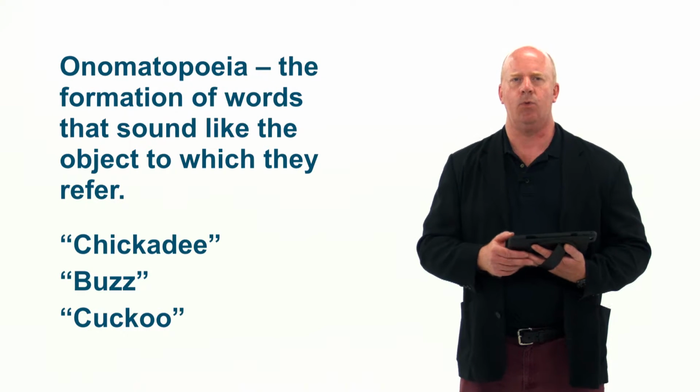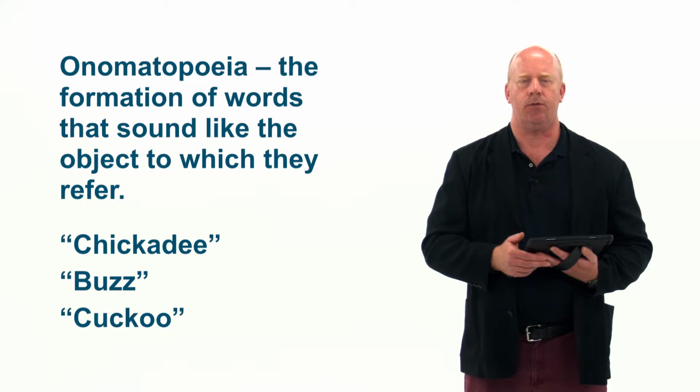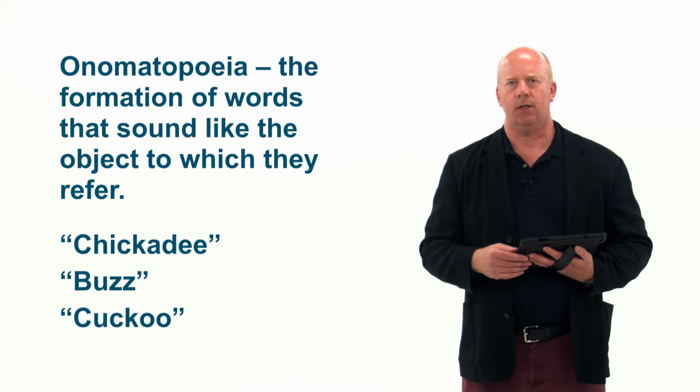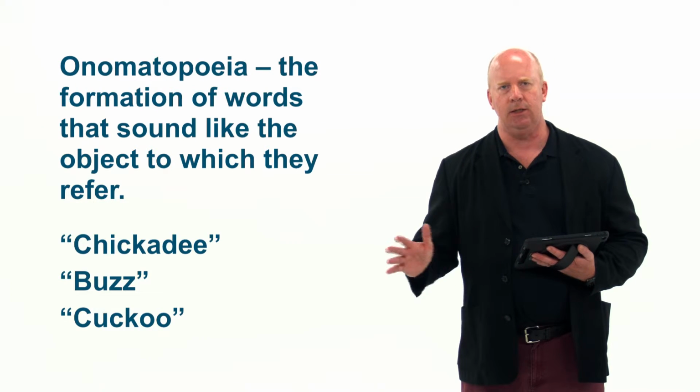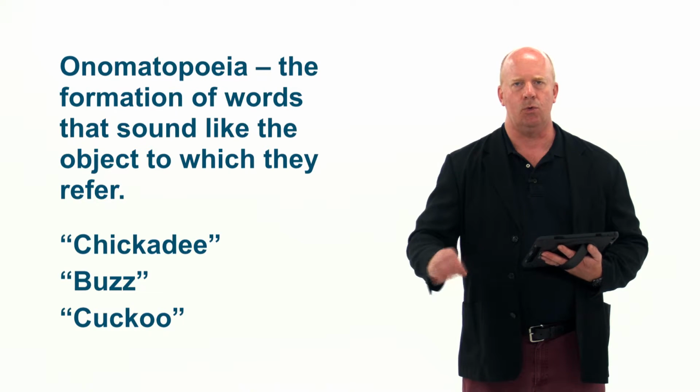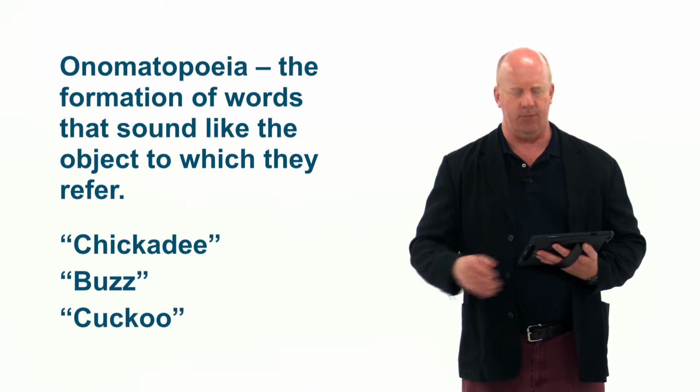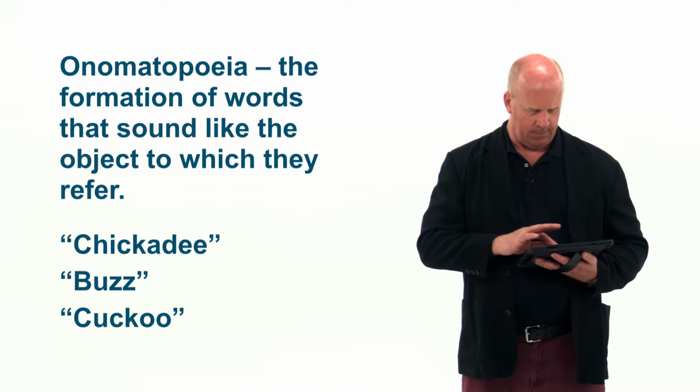Onomatopoeia is the formation of words or sounds like the object to which they refer. A chickadee is like the bird chickadee, because it sounds like a chickadee, dee, dee, dee. The word buzz, or cuckoo, like a cuckoo bird, has the sound they would make, like a cuckoo clock.